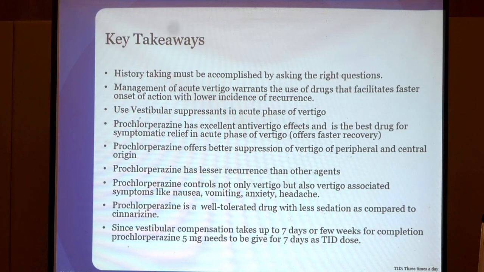So for acute vertigo, we know the key takeaways: history taking must be accomplished by asking the right question. Management of acute vertigo warrants the use of drugs that facilitate faster onset of action with lower incidence of recurrence. Use vestibular suppressants in the acute phase of vertigo. Clopidogrel has excellent anti-vertigo effects and is the best drug for symptomatic relief in the acute phase of vertigo.